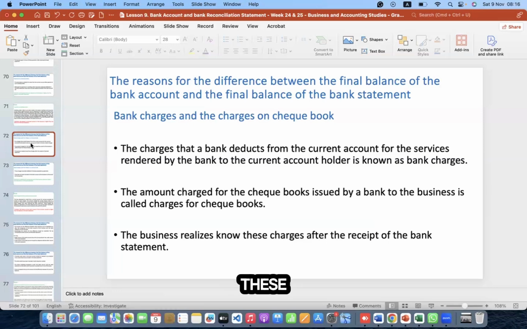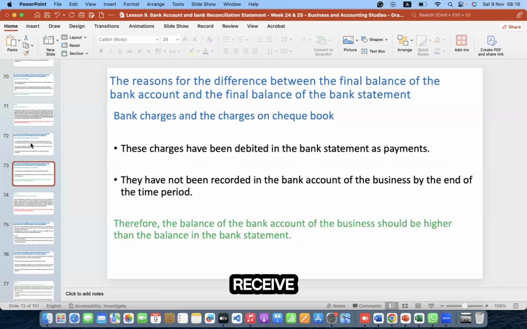So these things also you will realize only after you receive the bank statement. The charges have been debited in the bank statement as a payment. So obviously the bank account balance is going down. They have not been recorded in the bank account of the business at the end of the time period. So you don't know how much the charges are, what services you have taken, and all that. You might not know, so you have not recorded it in your bank account.